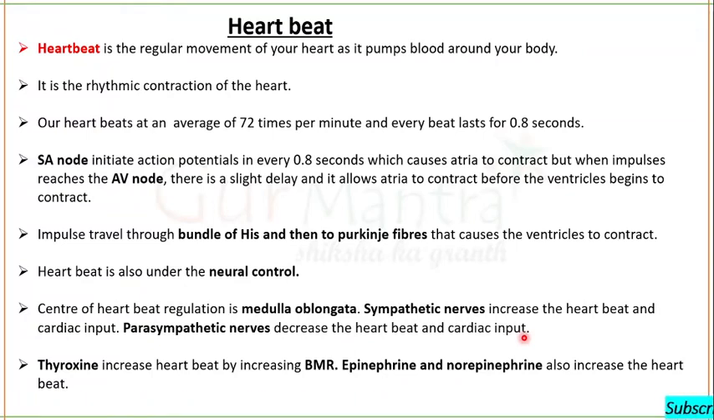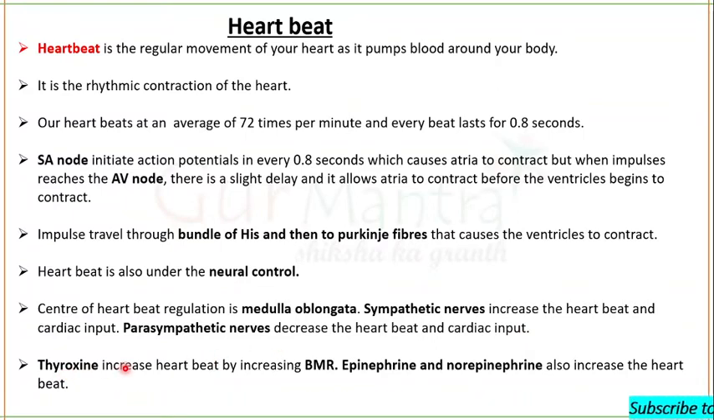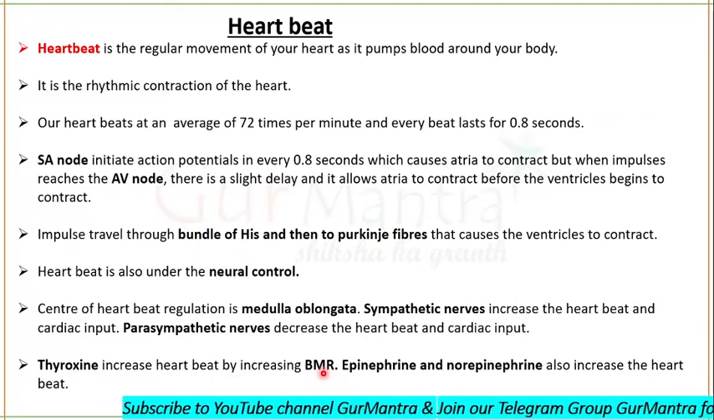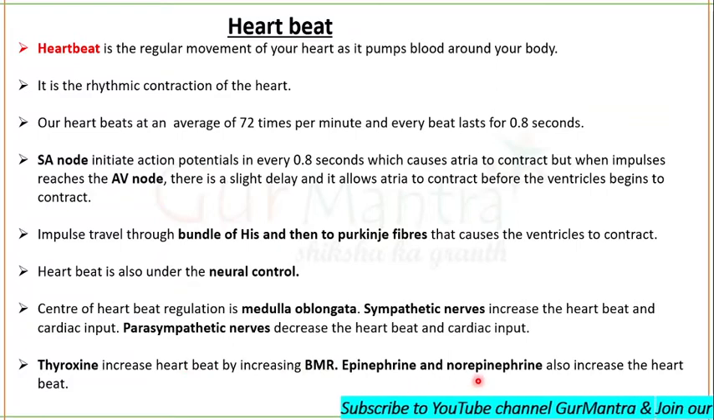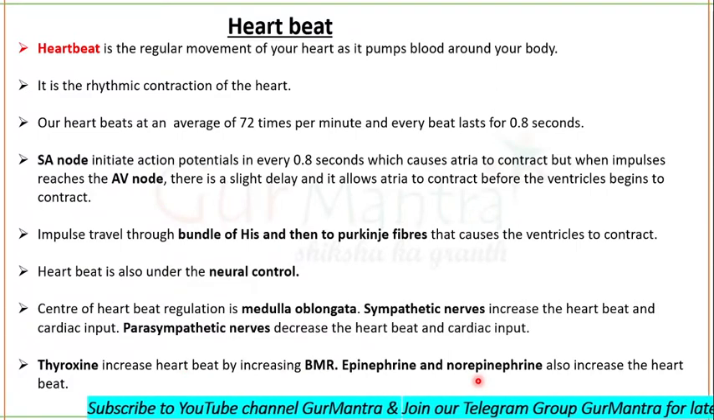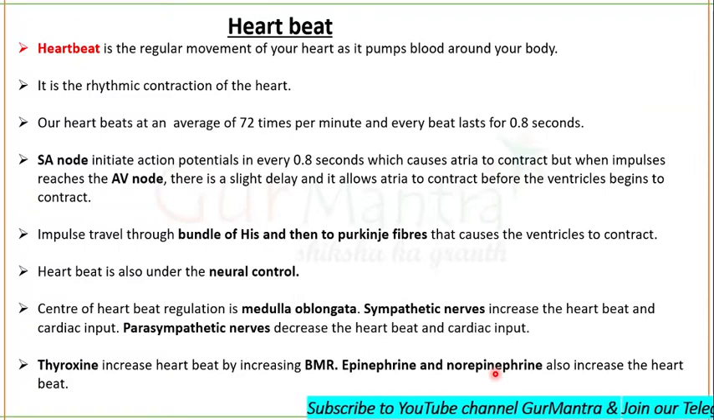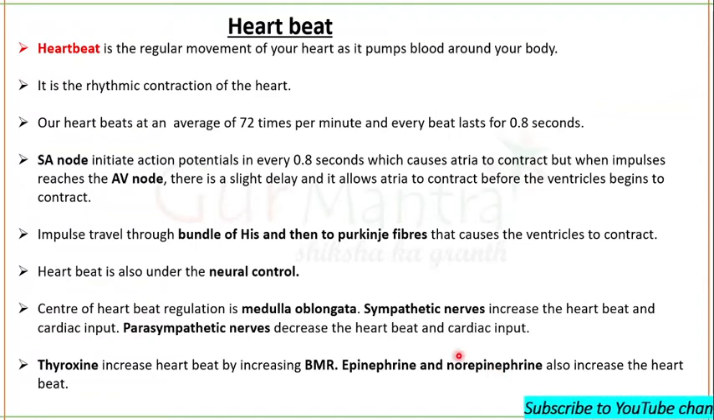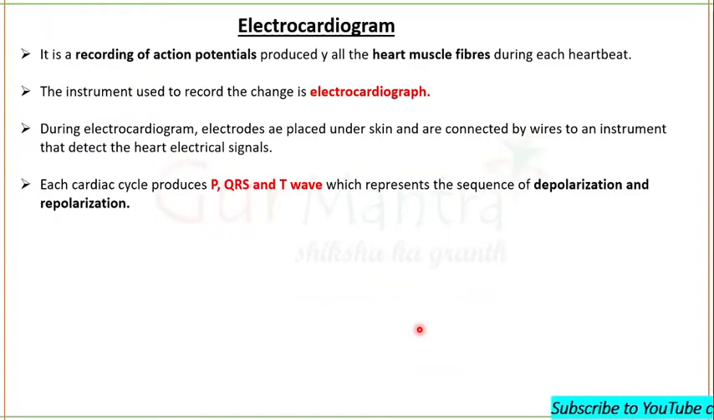Other than the medulla oblongata, there are some hormones which are responsible for increased heartbeat. Thyroxine, which is released from the thyroid gland, increases the heartbeat by indirectly increasing the basal metabolic rate. Basal metabolic rate requires high oxygen, and that's why there is an increase in the heartbeat. Epinephrine and norepinephrine, which are released from the adrenal gland, also increase the heartbeat. Under normal conditions, norepinephrine is mainly responsible for the increased heartbeat. But in a situation of emergency, epinephrine plays the role in increasing the heartbeat. Is it clear?